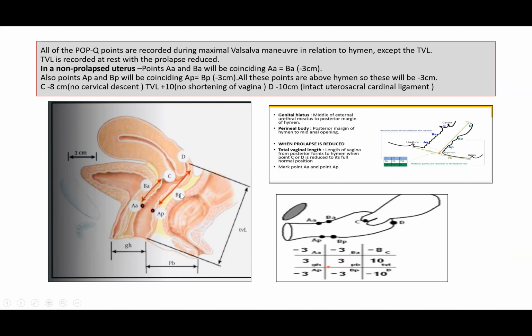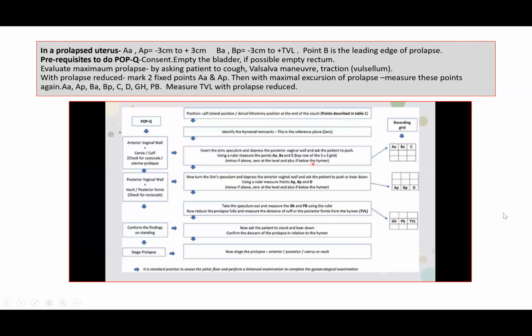BA and BP. We know B is the maximal descent. AA, when it descends, comes up to only here, plus 3 centimeter. AP also, plus 3 centimeter. But BA, when there is prolapse, can come down up to here also. It will be plus 5, plus 6, plus 7 centimeters. Similarly, BP can also be like that, plus 5, plus 6, plus 7 centimeters. And we know that point B is the leading edge of prolapse.